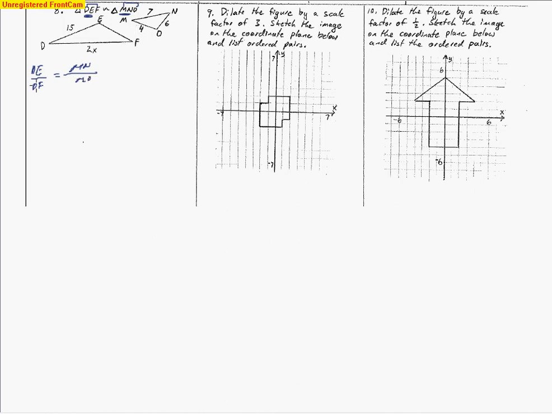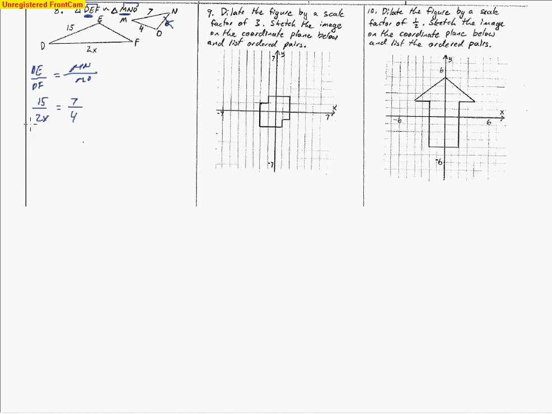So I go ahead and plug those numbers in. DE represented 15, and DF is 2x. And then over here, MN is 4. And let's see here, MN is not 4. MN is 7, so let's fix that. So MN is 7, and we had MO is 4. So I didn't even need this number here. This was not even needed to find the answer.